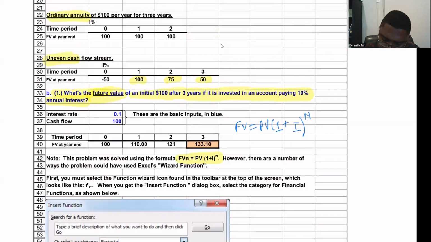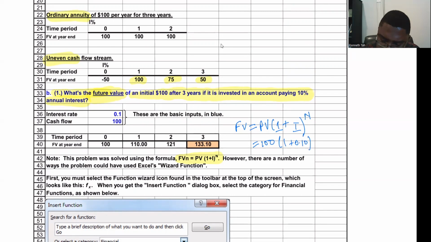So we have $100, invested in an account paying 10% interest. So the interest rate is 10%, so this is plus 0.10, and that is what is the future value of an initial $100 after 3 years.